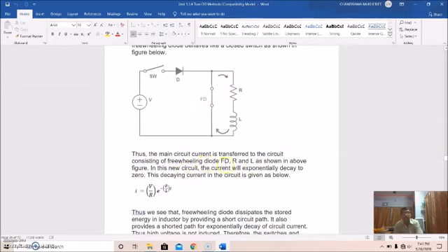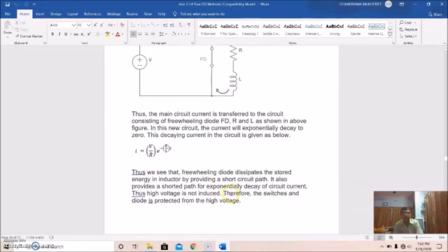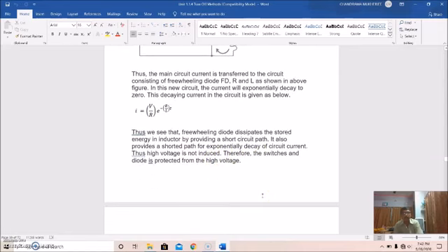The main circuit current is transferred to the circuit consisting of the freewheeling diode, R and L. In this new circuit, the current will exponentially decay to zero. This decaying current is shown here. Thus, the freewheeling diode dissipates the stored energy of the inductor by providing a short circuit path, and also a short path for exponential decay of the circuit current. This high voltage is not induced, therefore the switch and diode are protected from the high voltage.